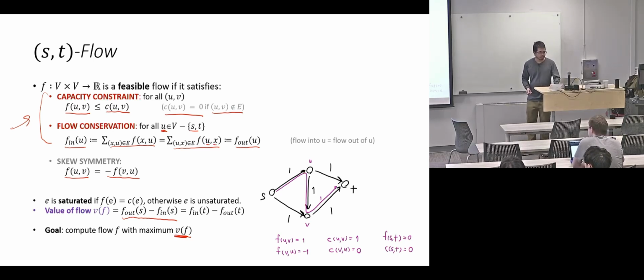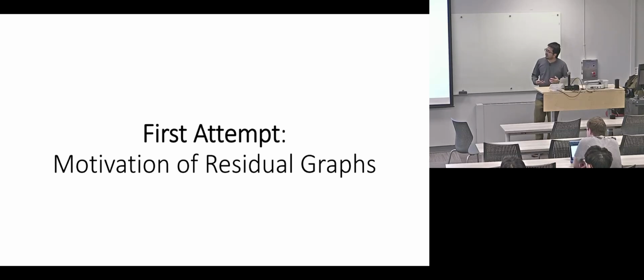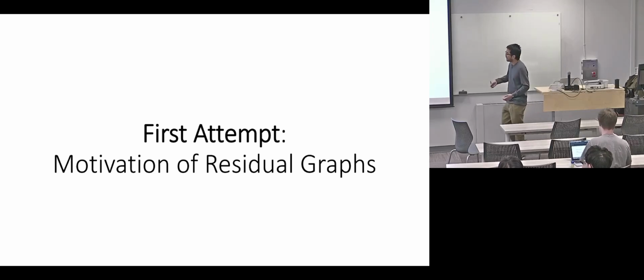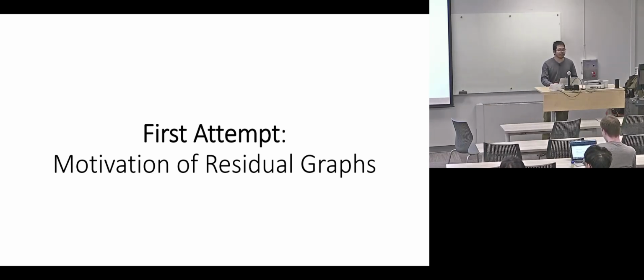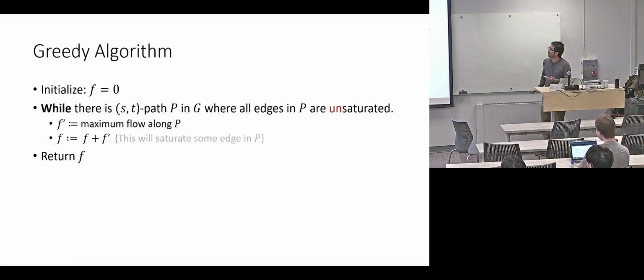Okay. So let's attempt to solve this problem. The first attempt is something that is not working yet, but it will motivate us to the new concept of residual graph. The first attempt is just to be greedy. Let's start with an empty flow, where I assign 0 flow to every edge in the beginning.